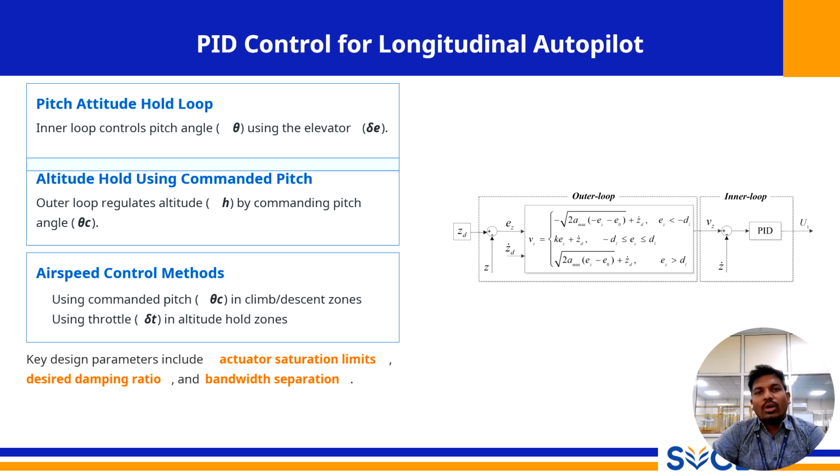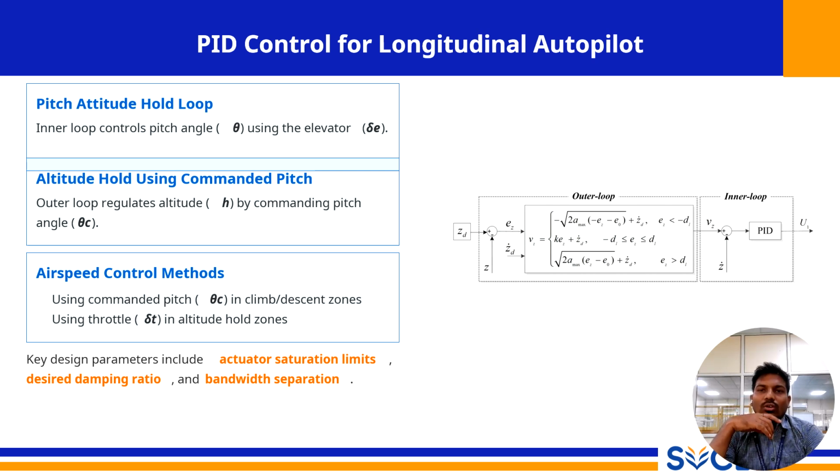This inner loop controls pitch angle theta using the elevator. Its one and only job is to hold the aircraft nose at a specific pitch angle that is commanded by the outer loop. It runs at high frequency, using the elevator to make rapid adjustments to maintain this angle, thereby providing the core pitch stability for the MAV.